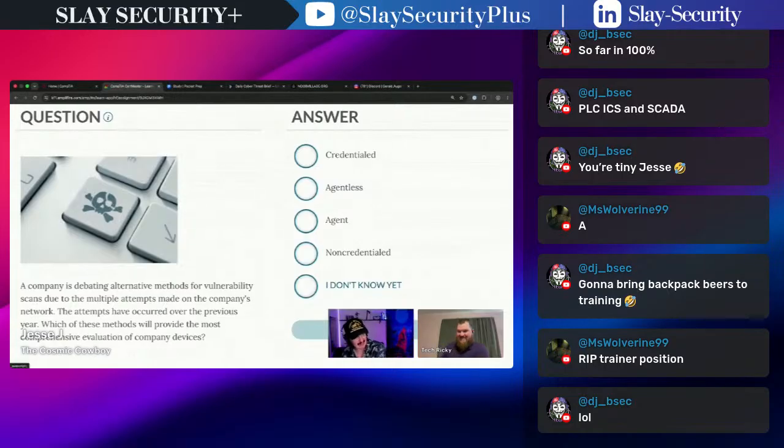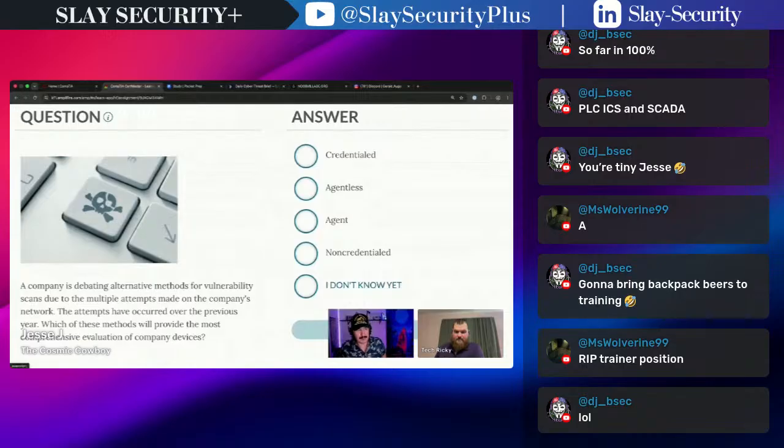A company is debating alternative methods for vulnerability scans due to the multiple attempts made on the company's network. The attempts have occurred over the previous year. Which of these methods would provide the most comprehensive evaluation of the company devices? Credentialed, agentless, agent, or non-credentialed?